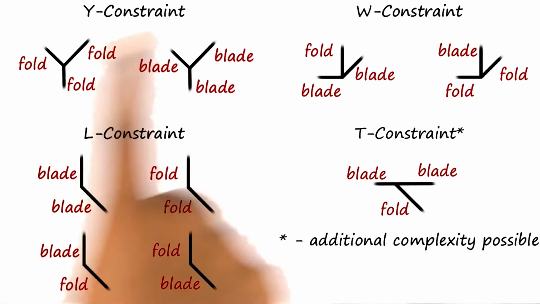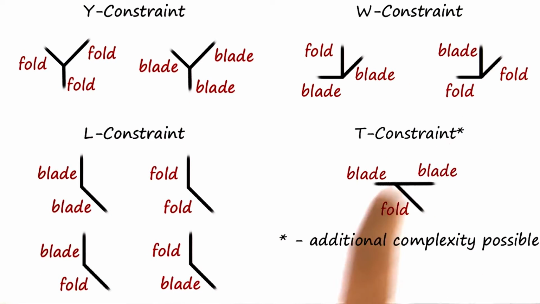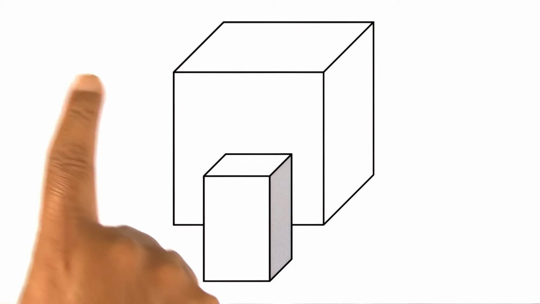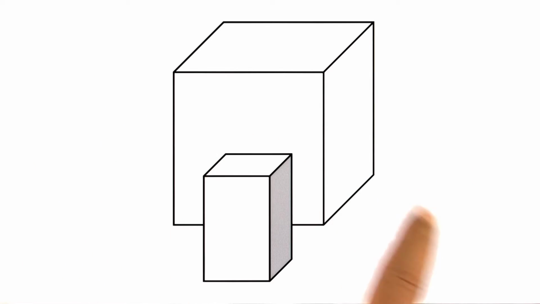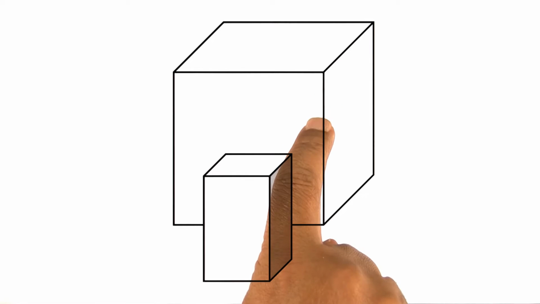Let me note that what we have shown here is still not a full ontology of the Y, W, L, and T constraints. T constraints in particular may have additional complexity. The advantage of having a more complete ontology is that we can use that ontology to interpret more complex scenes, like this one, where there are 2 rectangular objects, one being partially occluded by the other one. Of course, the more complicated ontology is not without its own problems. It now introduces ambiguities of a different kind. This particular junction, is it now a blade, blade, blade, or is it a fold, fold, fold? Both of them are permissible in the new complete ontology.